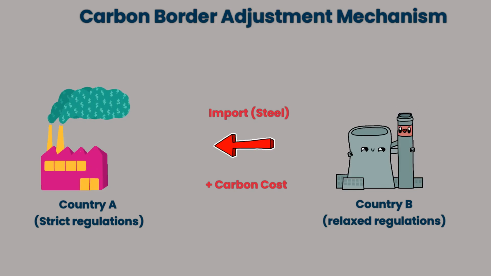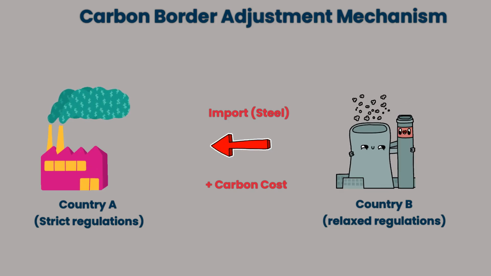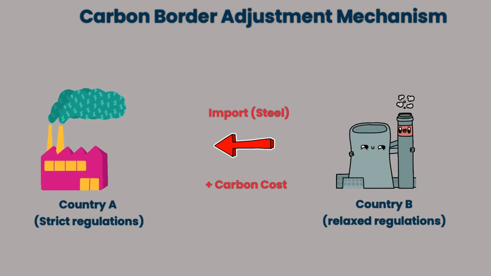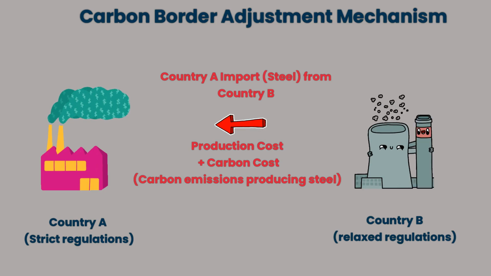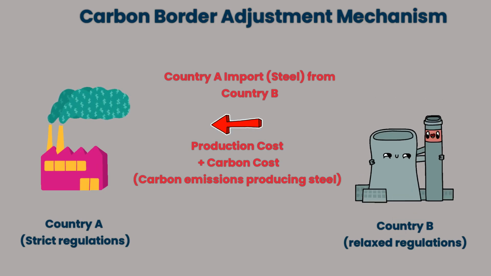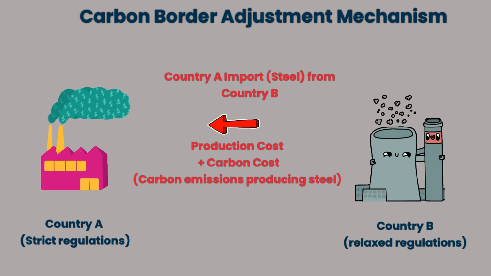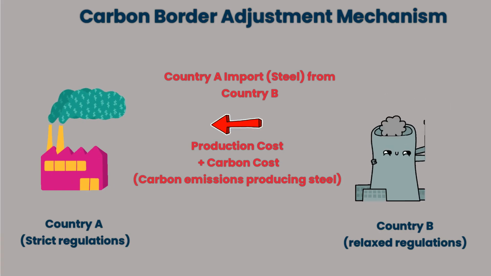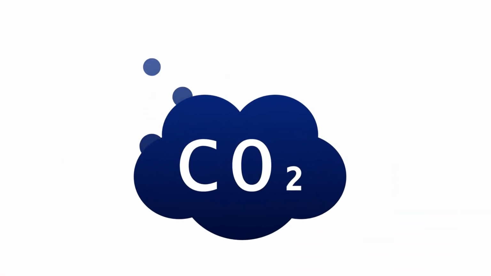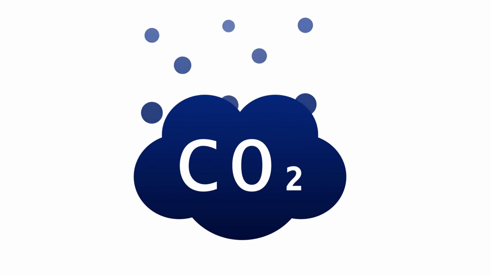Here's how it works. Let's say you're importing steel from a country that doesn't have strong carbon pricing. Under CBAM, you'd pay a price for the carbon emissions tied to producing that steel. The idea is to make sure the environmental cost of production is accounted for, no matter where the goods are made. How much you pay depends on the carbon emissions linked to producing that product.